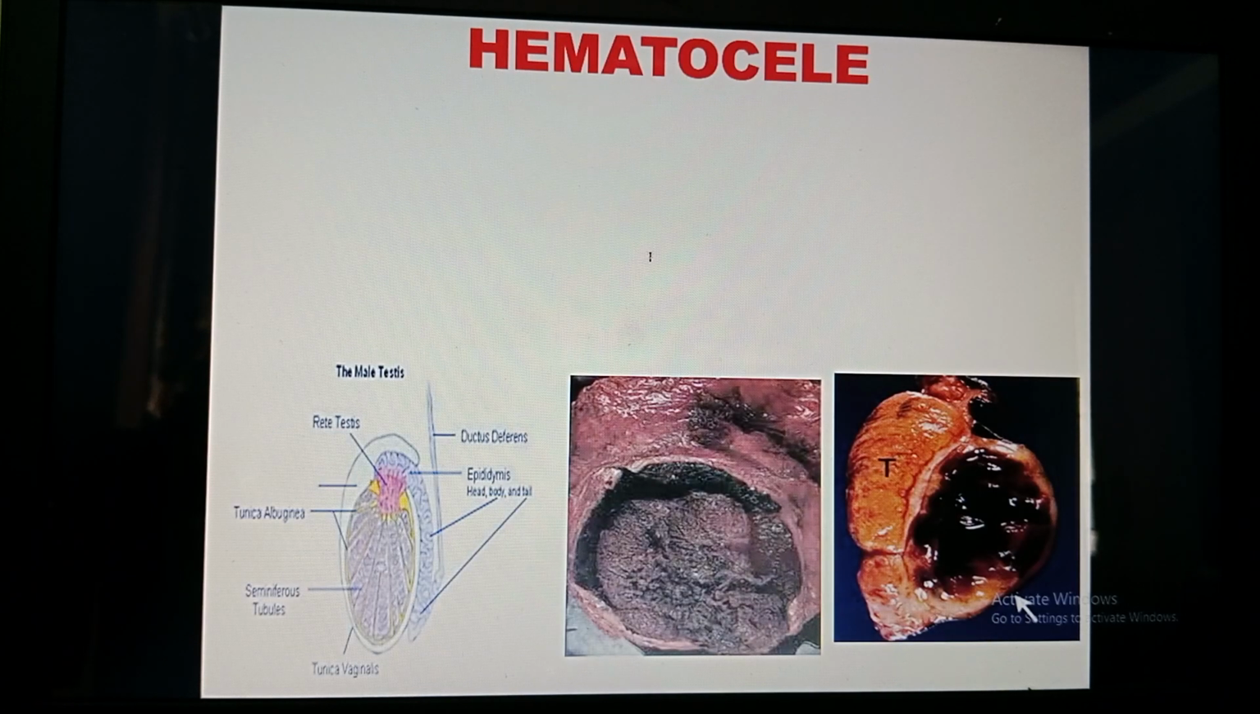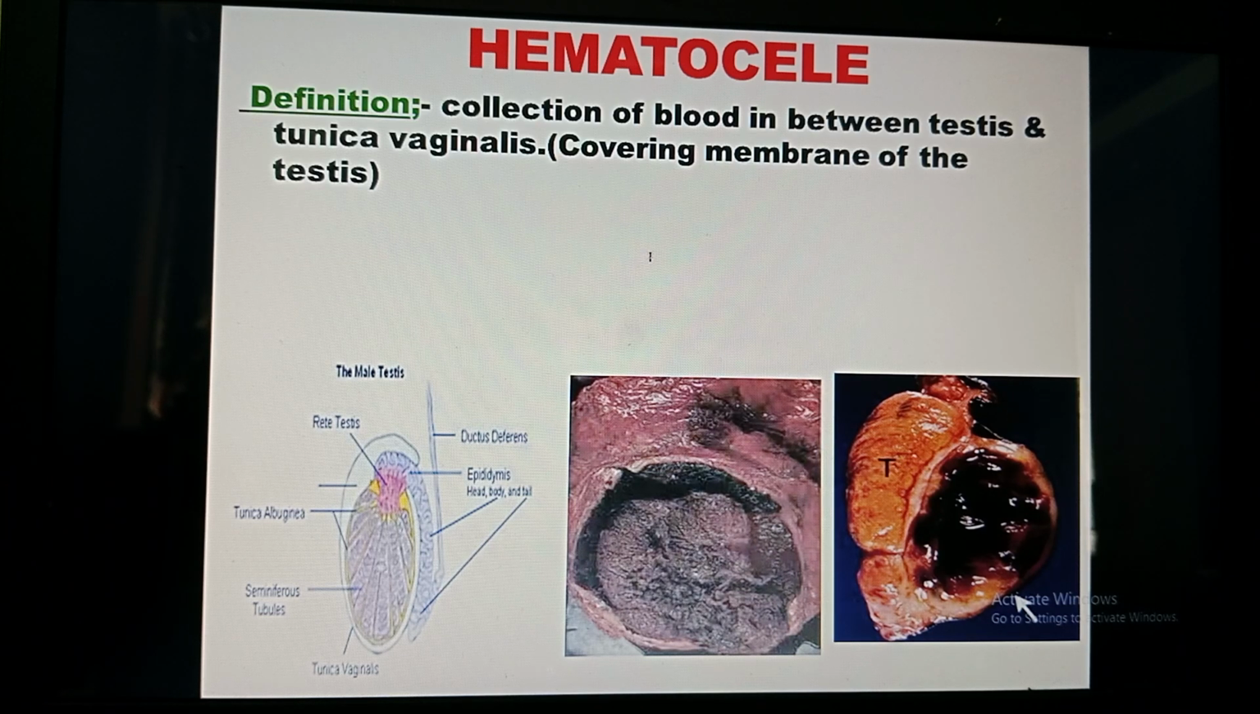Okay, one more small disorder we will discuss, that is hematocele. Hemato means blood, cele means collection. So it is an abnormal collection of blood in between the testis and the tunica vaginalis. What is the tunica vaginalis? It is the covering membrane of the testis. So the testis is covered by the tunica vaginalis, and in between that the blood is collected.